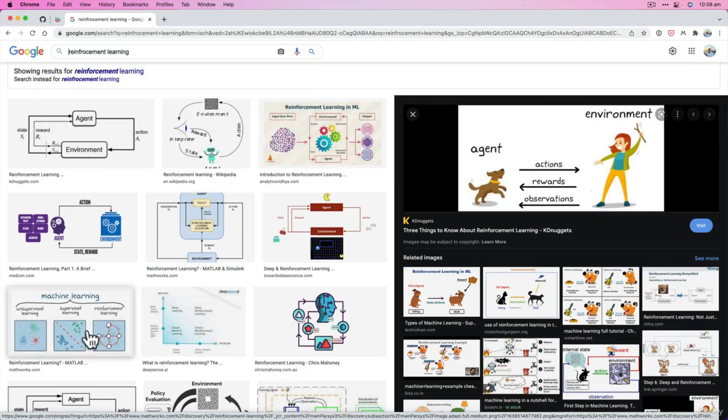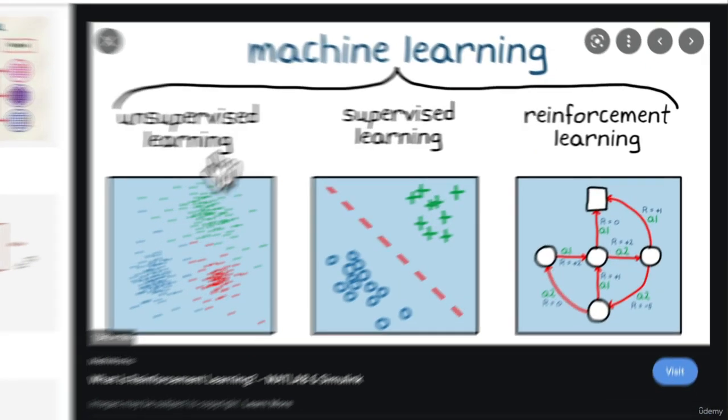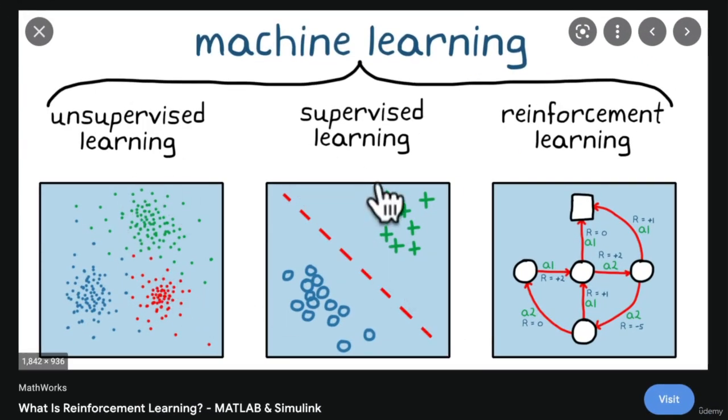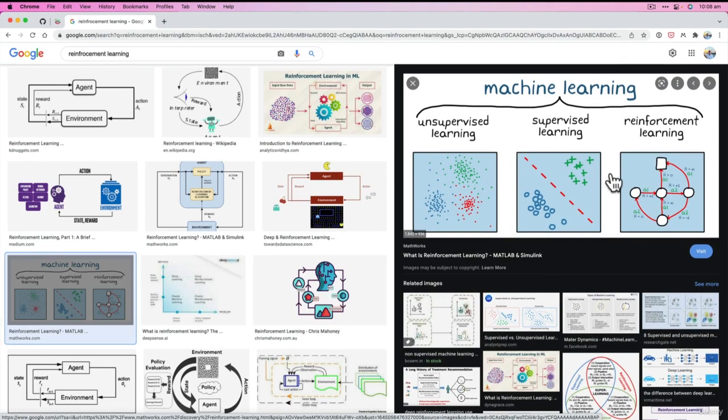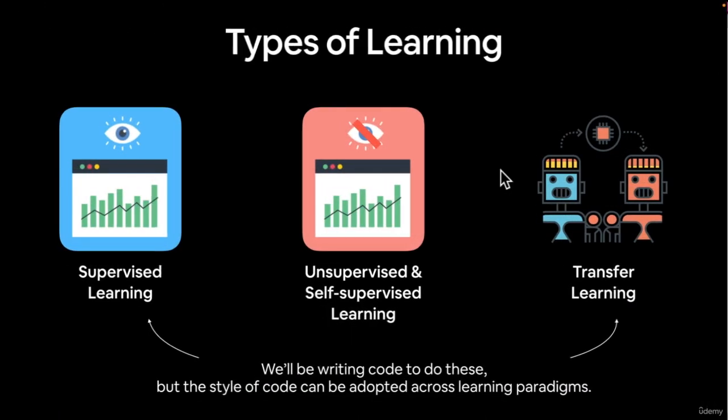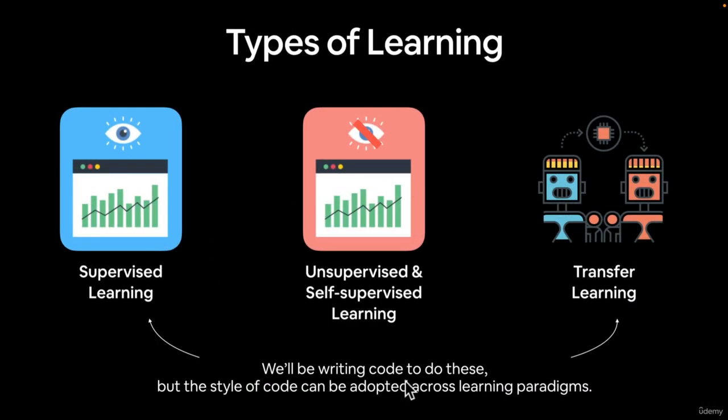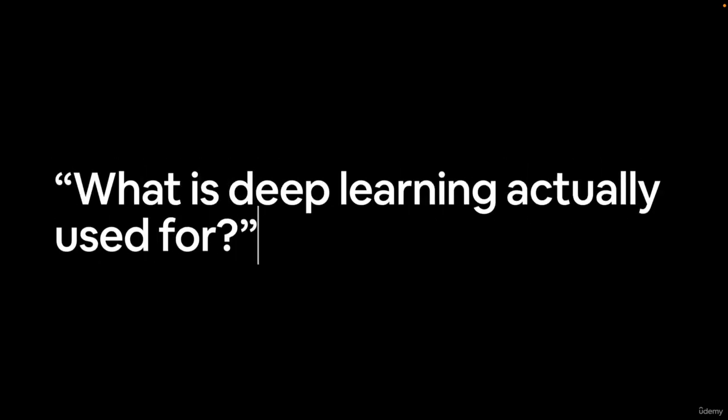This picture has a good explanation separating unsupervised learning and supervised learning as two different things, and then reinforcement learning is kind of like that. But again, I will let you research the different learning paradigms a little more in your own time. As I said, we're going to be focused on writing code to do supervised learning and transfer learning, specifically PyTorch code. Now, with that covered, let's get a few examples of what deep learning is actually used for.